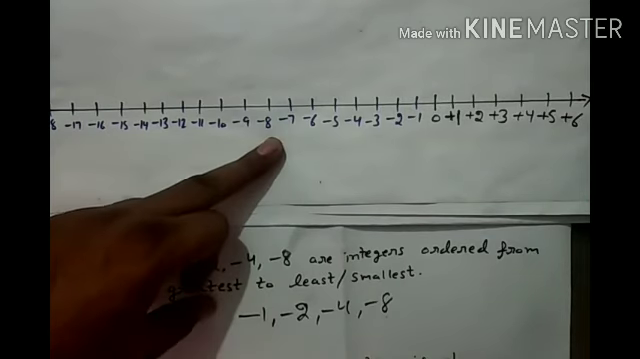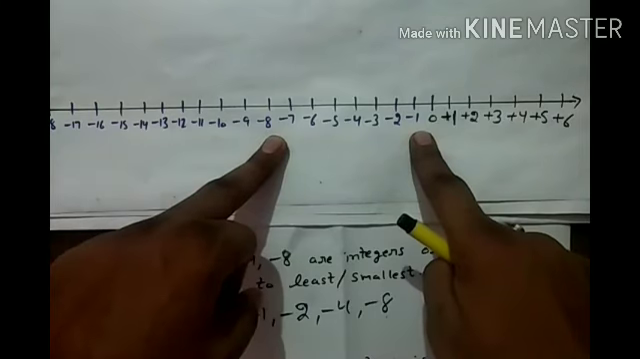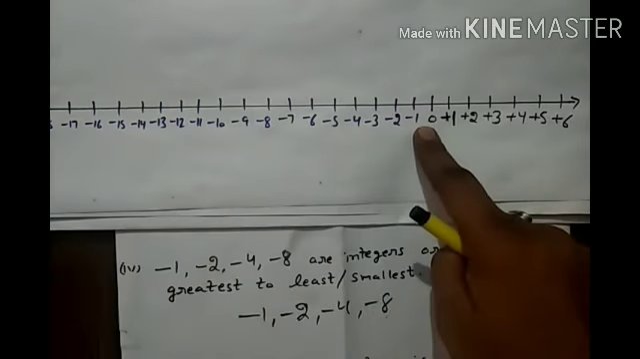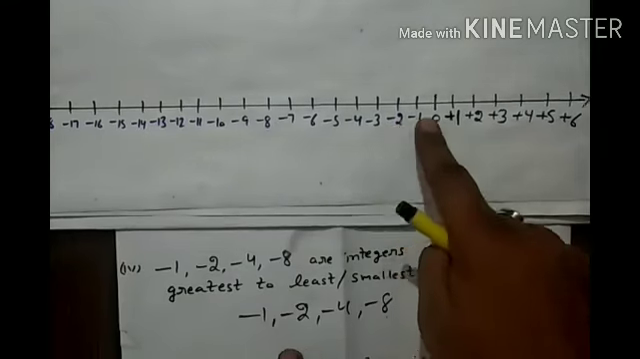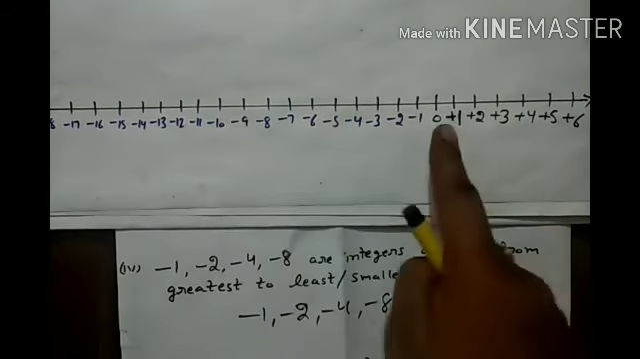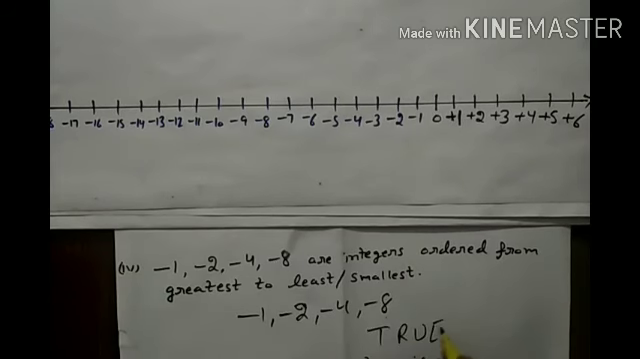This is smallest and which is greatest? Minus 1, as this is on the rightmost position in this group. Okay, minus 1 is greatest. After that minus 2 is smaller than minus 1, then minus 4 is smaller than minus 2 and minus 8 is smallest among all. So this order is following the pattern from greatest to smallest. So greatest to least, that is right. I will write it true.